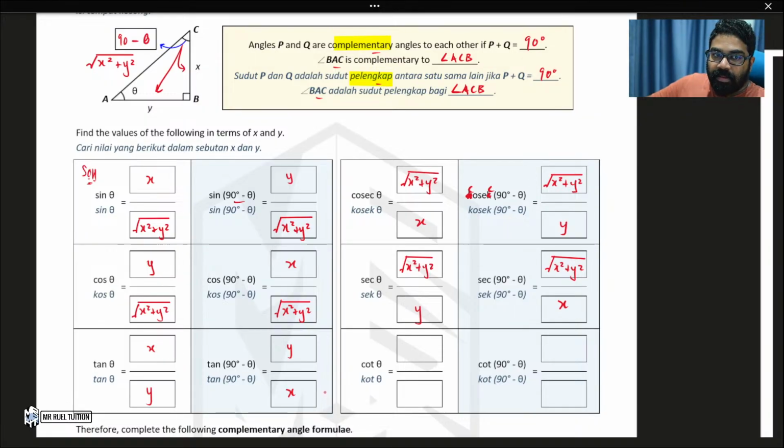Okay. Then cotangent, reciprocal, salingan. So cotangent of theta will be reciprocal of tangent, so y per x. And then cotangent of 90 minus theta, cotangent bagi 90 tolak theta ialah, it is reciprocal of tangent 90 minus theta. So salingan y per x ialah x over y. Okay, now kita boleh kaitkan dia. Now we can link the complementary angles to the angles. Sudut dan sudut pelengkap dia.